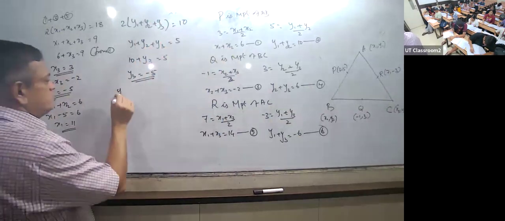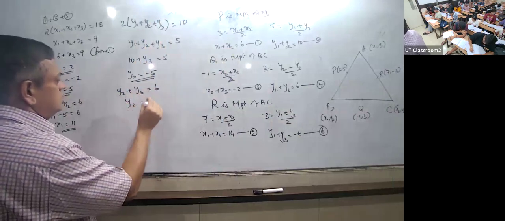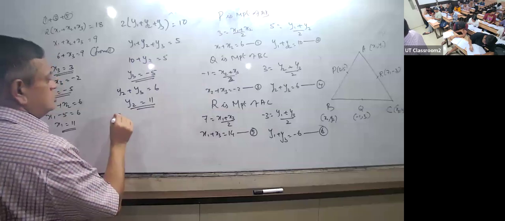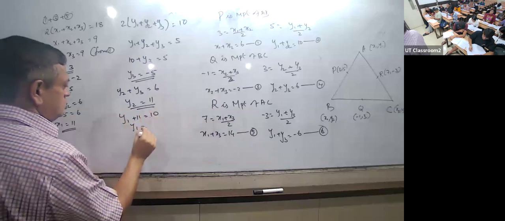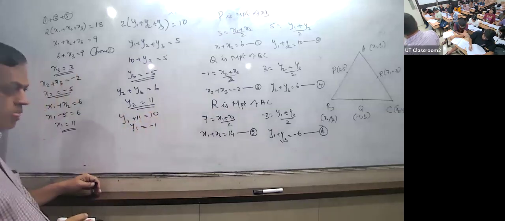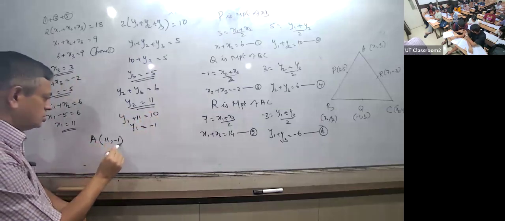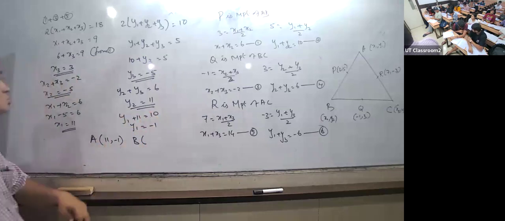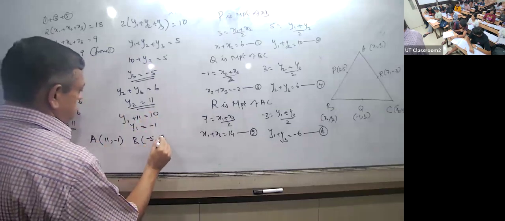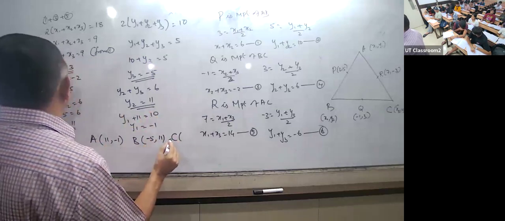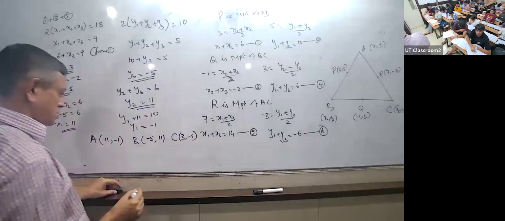Substitute. Y2 plus Y3 is equal to 6, so Y2 is equal to 11. Then next, Y1 plus 11 is equal to 10, so Y1 is equal to minus 1. Therefore, coordinate of A is 11 comma minus 1. Coordinate of B, x2 y2, is minus 5 comma 11. Coordinate of C is 3 comma minus 5. This is your first part.